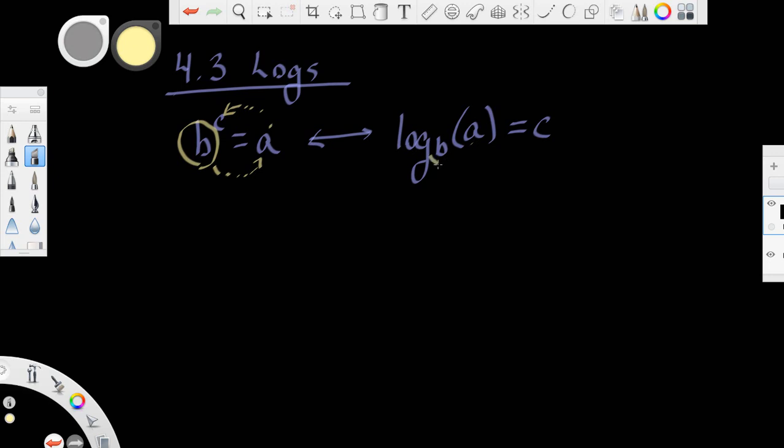And if you wanted to go from log to exponential, you'd start at the base again. Remember, you have to go around the equal sign and then back. So it'd be b to the c equals a.